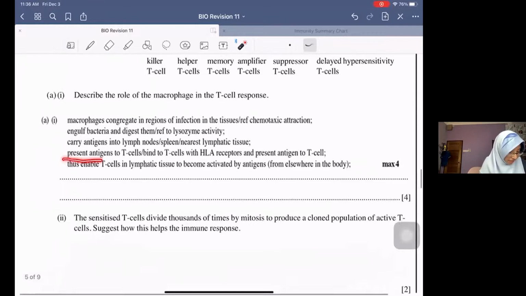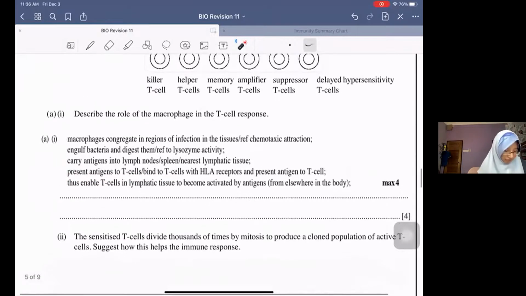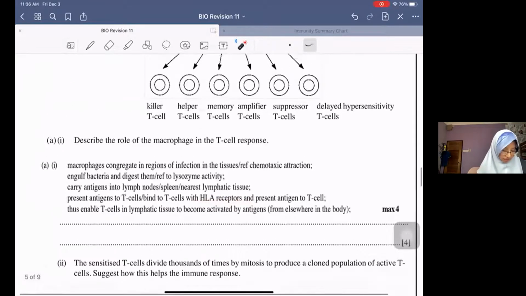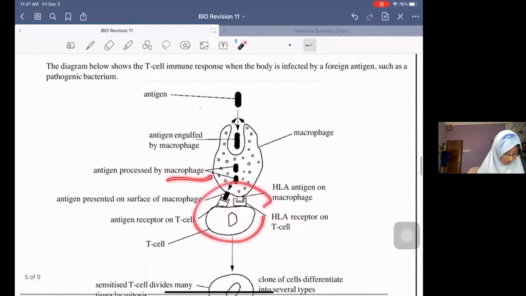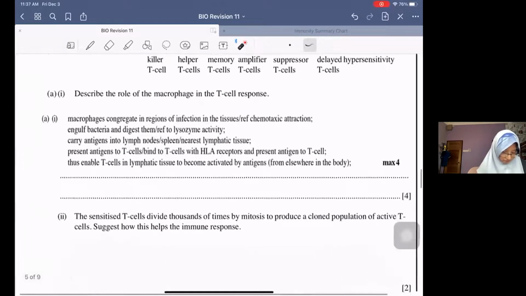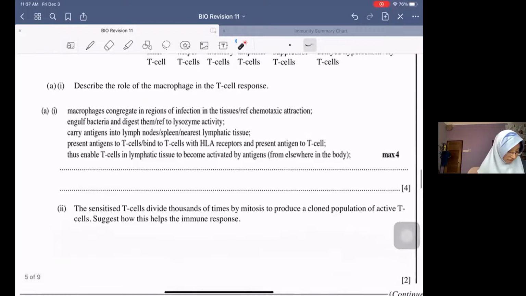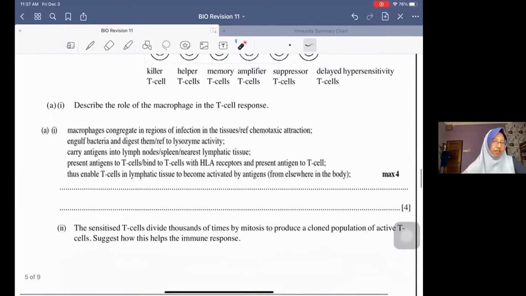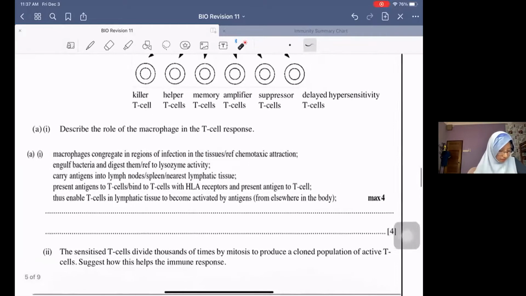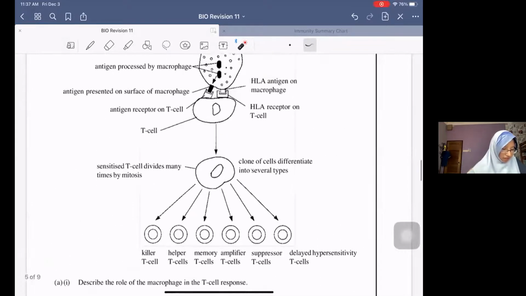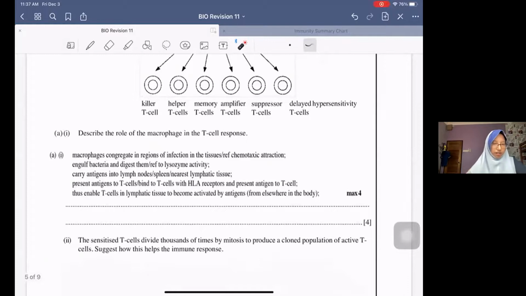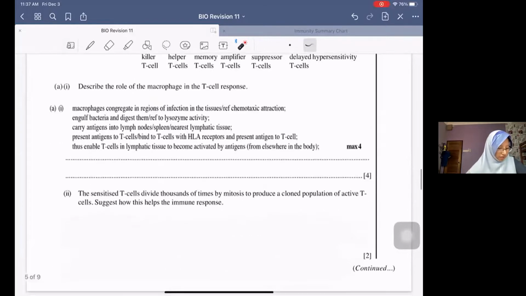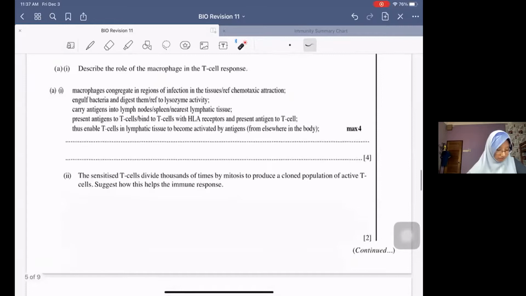So then they present the antigens to the T cells. They communicate by binding with the HLA receptors. Here the macrophage is binding with this T lymphocyte. Because of that, the T lymphocytes are activated, and then they come and help the macrophages destroy the bacteria or pathogen at the infected area.